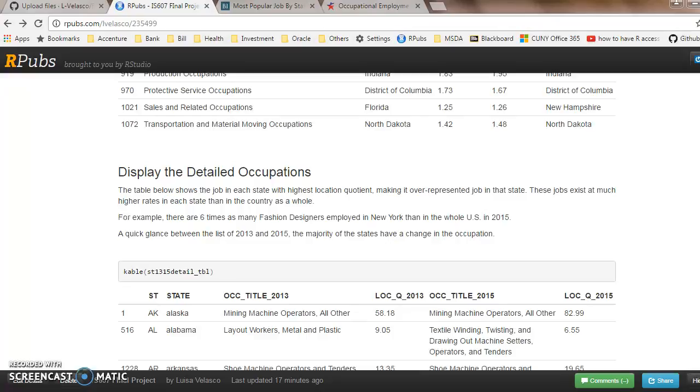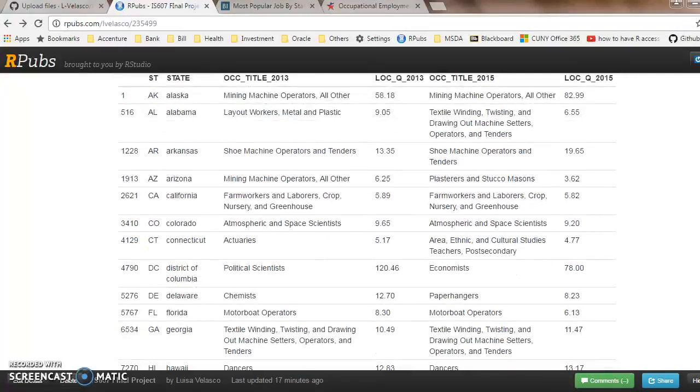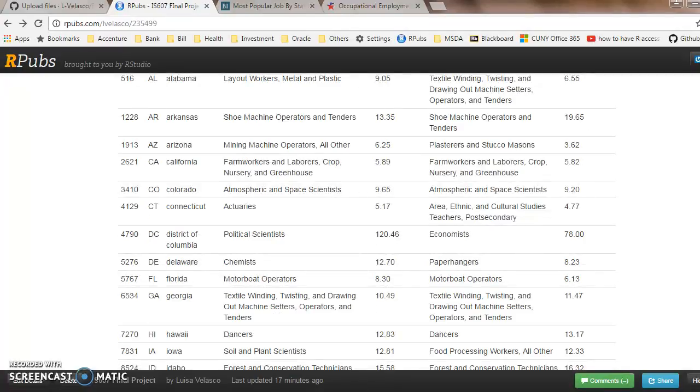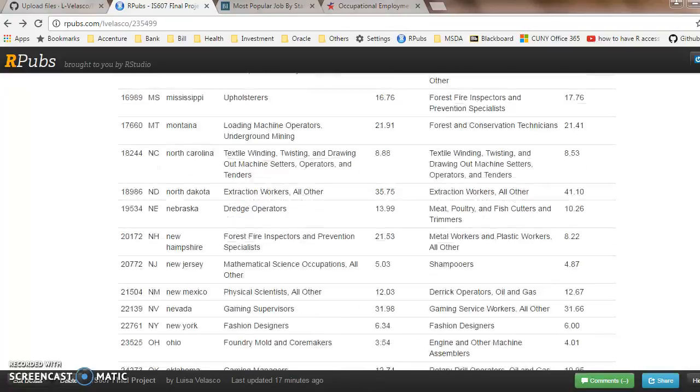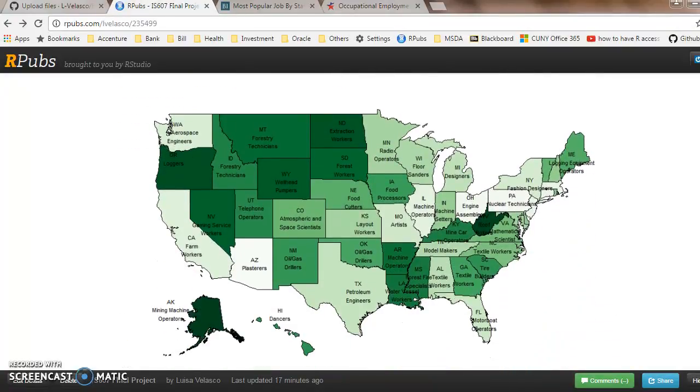This is what the map will be based upon. For each state, there is an occupation that has the highest location quotient. In comparing 2013 and 2015, looking at a quick glance, half and half have changed and some have stayed the same. But I think mostly maybe they have changed. And this table is what I use to plot this information.